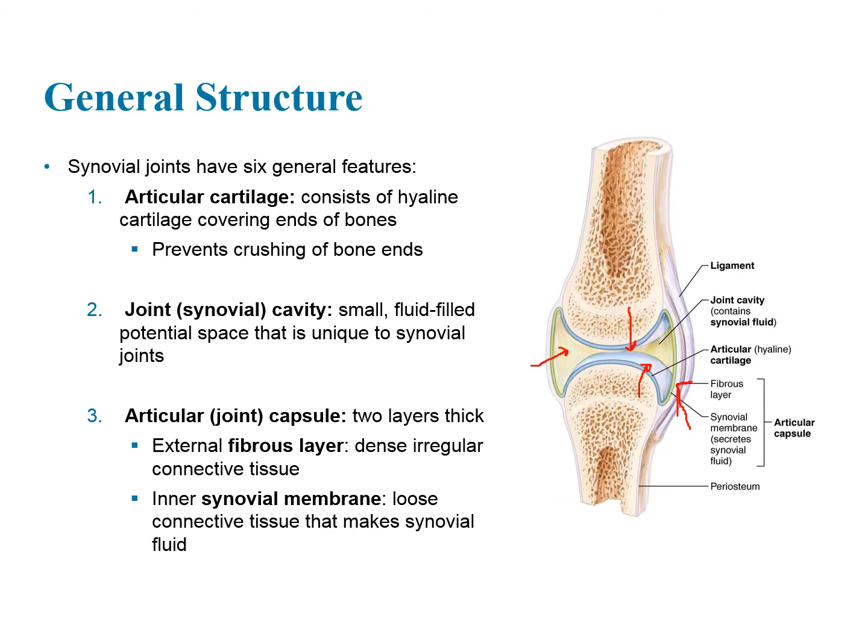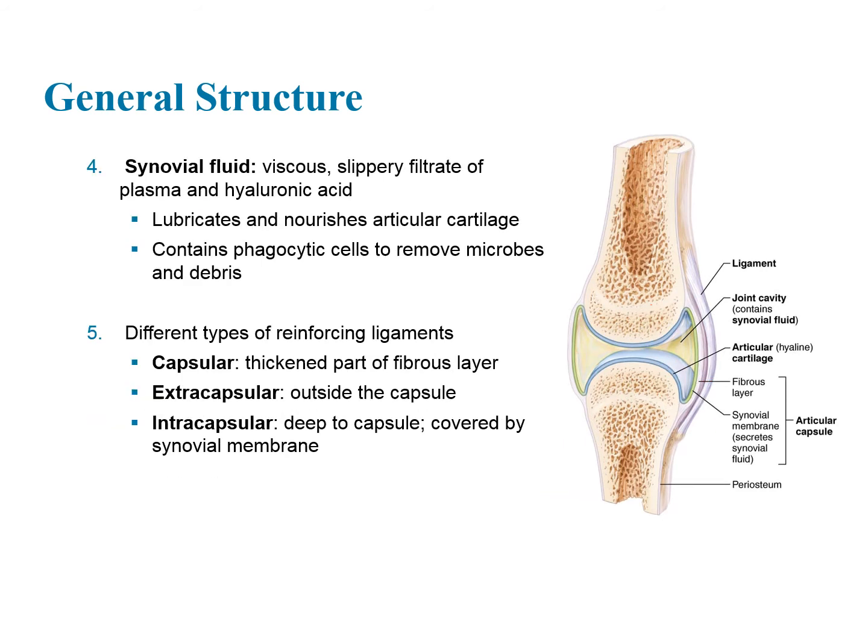Synovial fluid is viscous and it's slippery. It's a filtrate of your blood plasma and it contains hyaluronic acid. The main function of the synovial fluid is to lubricate and nourish the articular cartilage. It also contains phagocytic cells that help remove microorganisms that may wind up in your joints, and debris.